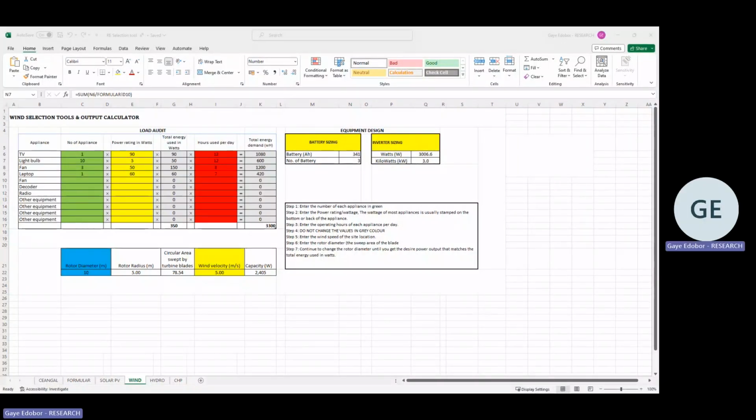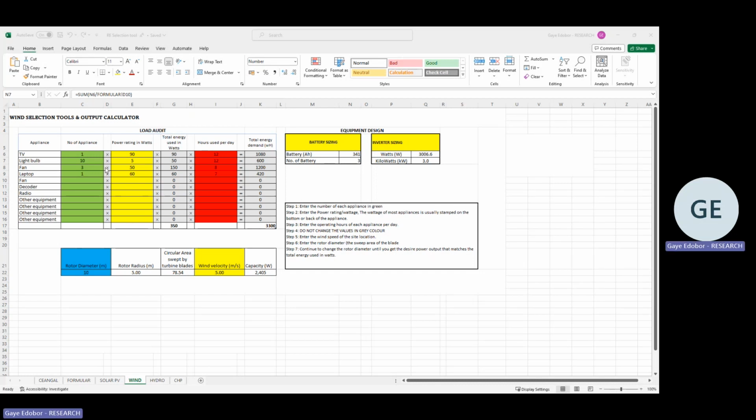Hi, in today's instruction video, we'll be looking at the wind side of things, as we did the last time for solar. So for the wind, it's pretty straightforward, as easy as the solar was. The aim here is to design a micro wind turbine relating to our load.